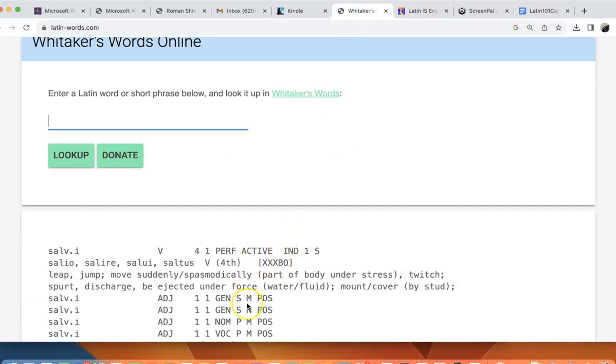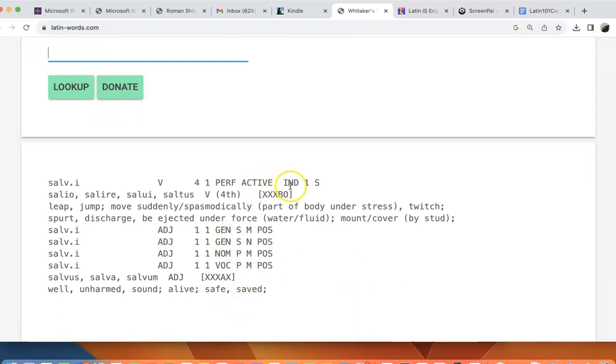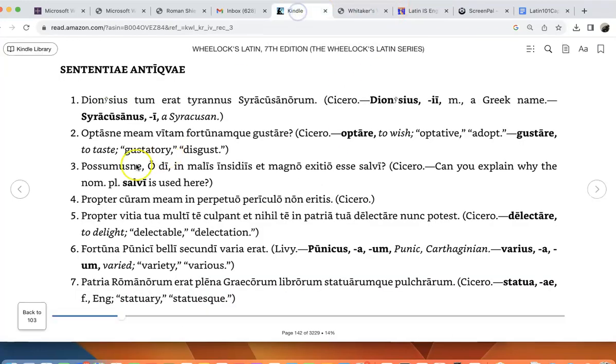So there it is, perfect active. Here it's used as the indicative. So here it's probably being used as an adjective in this case. So it could mean, are we able to be well, unharmed, sound, alive, safe, or saved? So in this context, it's probably an adjective agreeing with mus.